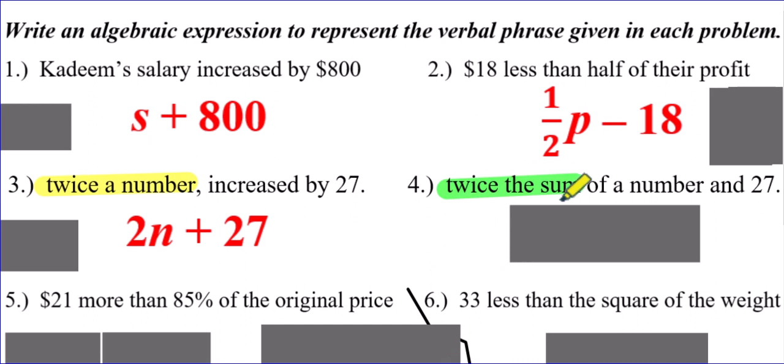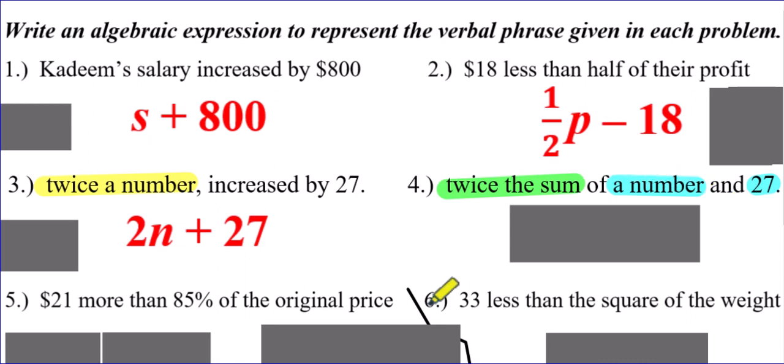Now, what's the difference? A sum is an addition problem, or it could be the answer to an addition problem. We're not going to know the full answer to the addition problem because what are we summing? We are taking the sum of a number and 27. That's what has to be summed. That's what has to be added up. So we're not going to know what that answer is because we don't know what the number is that they're referring to. That's an unknown.